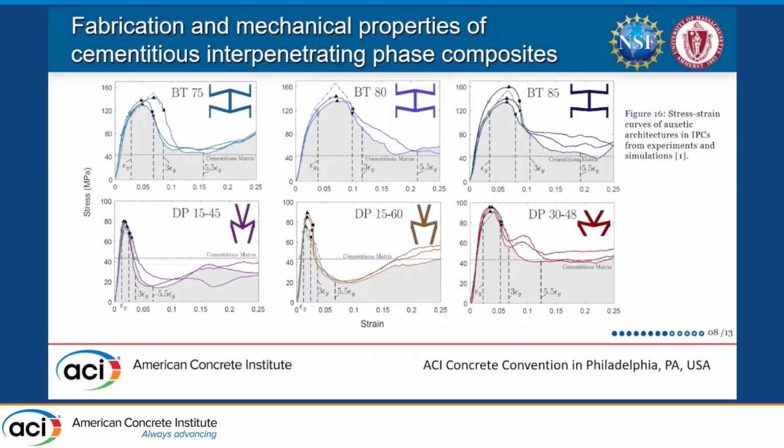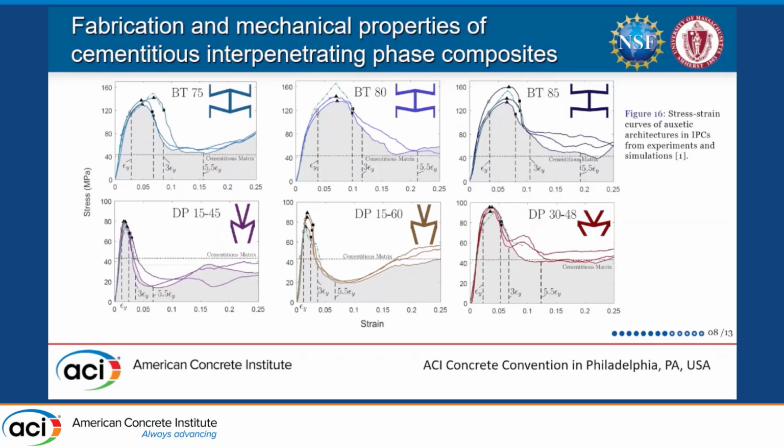So here in this slide, I'm showing the results of the cementitious interpenetrating phase composites. On the top, I have the bow tie architecture, with the 75, 80, and 85 degree specimens. On the bottom, I have the double pyramid architectures using the 15-45 degree, 15-60, and 30-48 here. Again, these come from the preliminary explorative finite element study. For each specimen, we did 3 repetitions of each test.